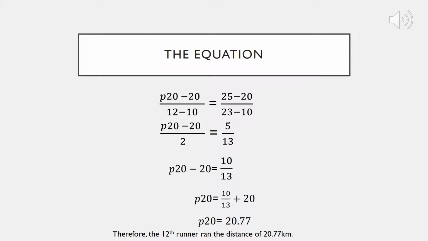Now to get rid of this fraction, we can multiply by 2 on both sides. This now leaves us with P20 minus 20 equals 10 divided by 13. Now we can add 20 on both sides, which will give us our P20 of 20.77 kilometers. This means that the 12th runner ran a total of 20.77 kilometers.